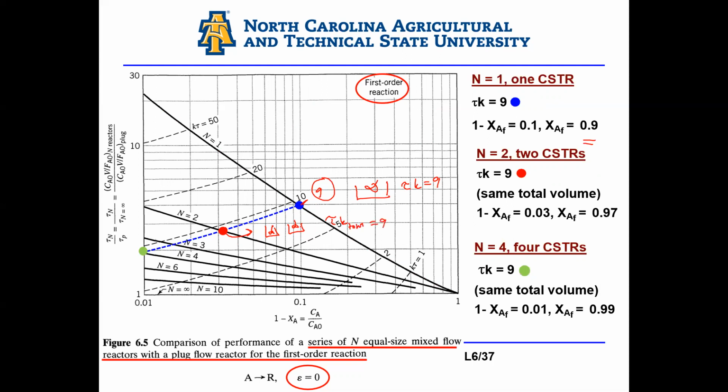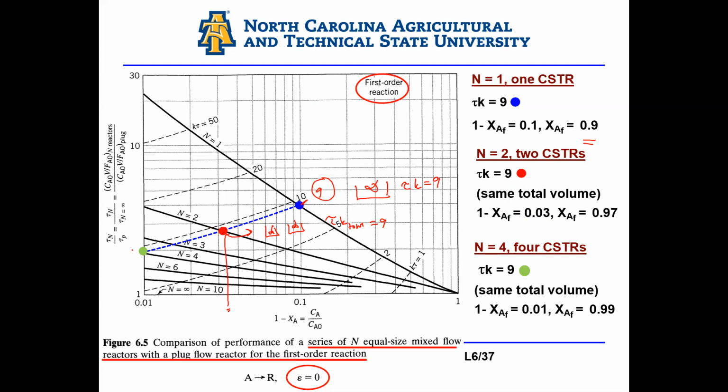So maybe this 4.5, this 4.5, maybe this 3, this 6, whatever it is. Just there are 2 CSTRs in series, and I can achieve a higher conversion while keeping the same overall volume, right? So if I have 2 CSTRs here, n equals 2, and 1 minus XAF is 0.03, so XAF is equal to 0.97.